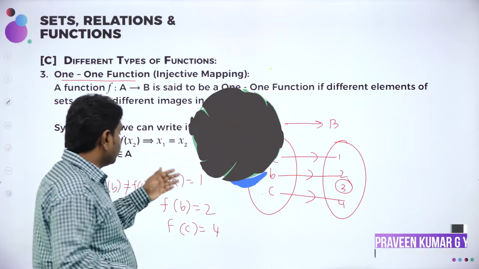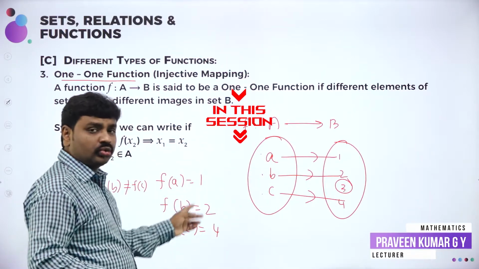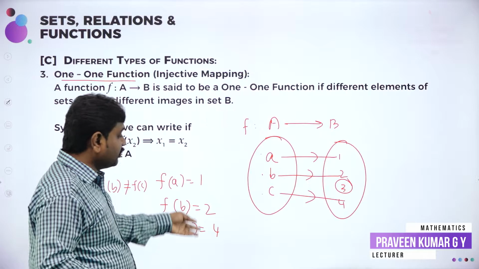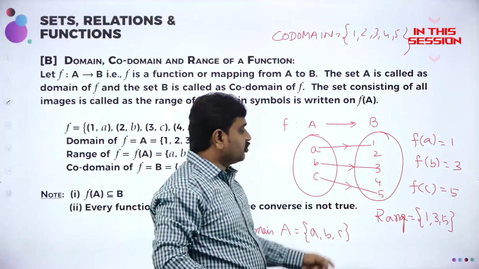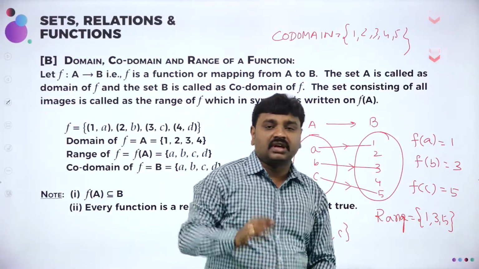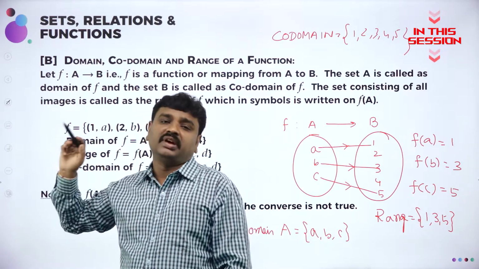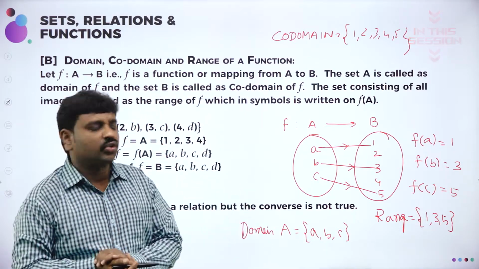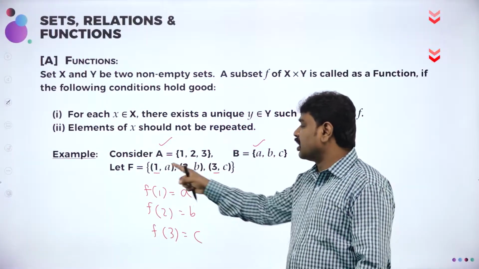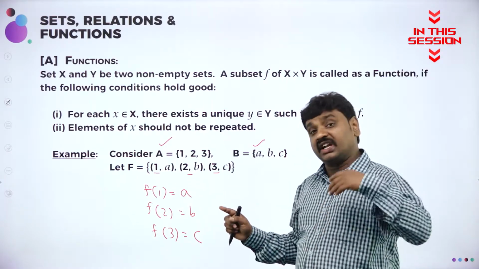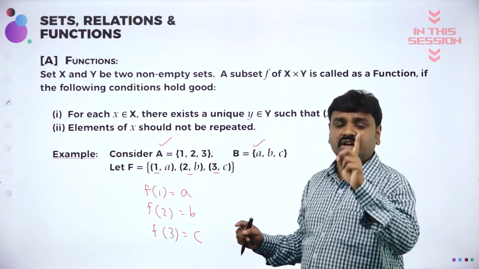Here image of A is 1, image of B is 2, image of C is 4. All the images are different, 5 elements, but range contains only 3 elements. Always range is a subset of codomain. Range is a subset of what? Codomain. If I write in order pair, first element should not repeat. Second element can repeat, but first element should not repeat.